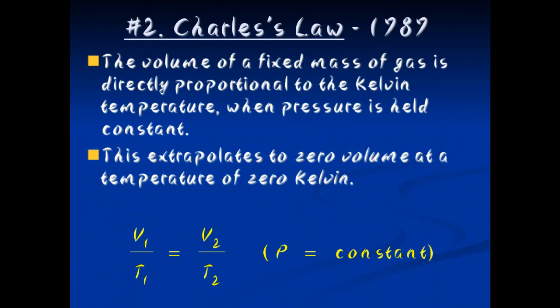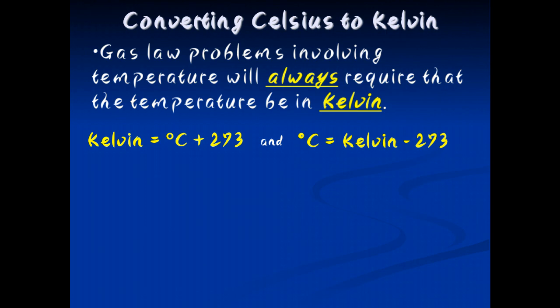Number 2. Charles' law. 1787. The volume of a fixed mass of gas is directly proportional to the Kelvin temperature when pressure is held constant. This extrapolates to zero volume at a temperature of 0 Kelvin. V1 over T1 equals V2 over T2. T equals constant.